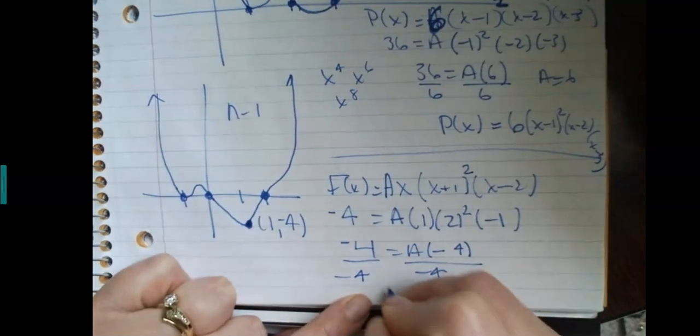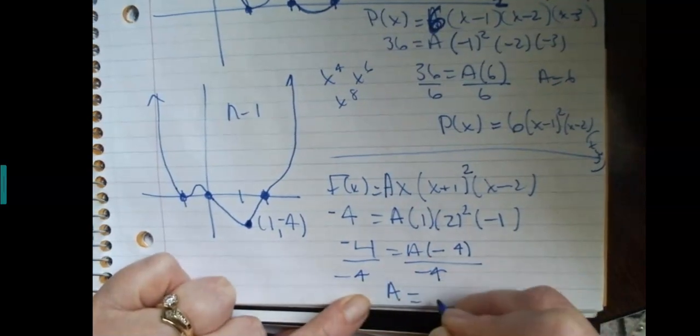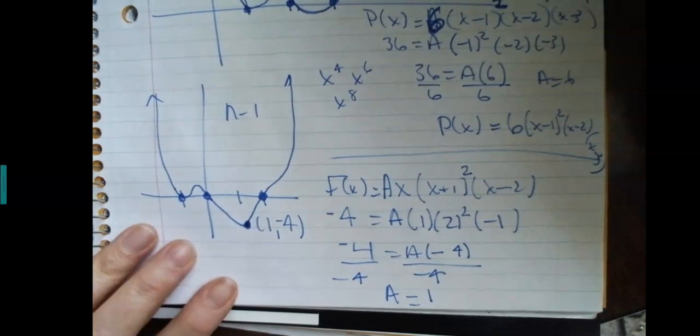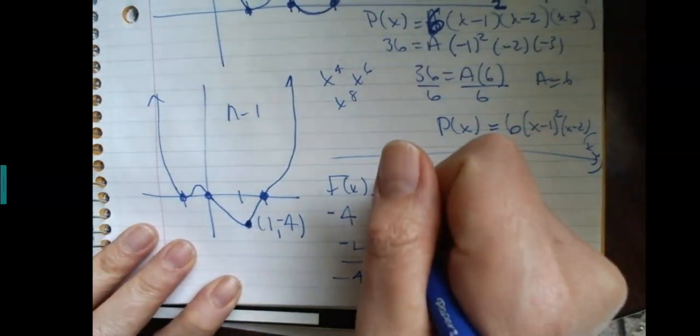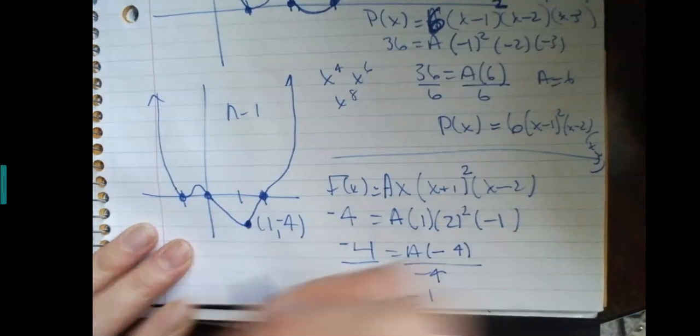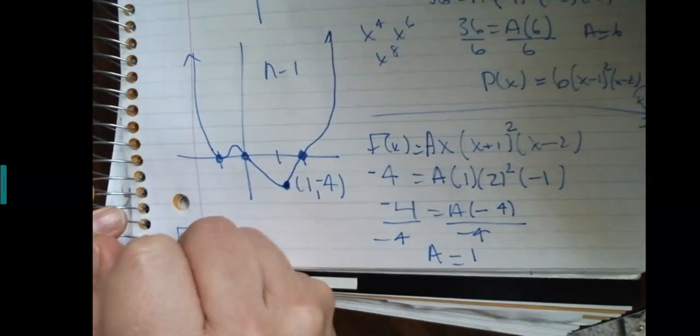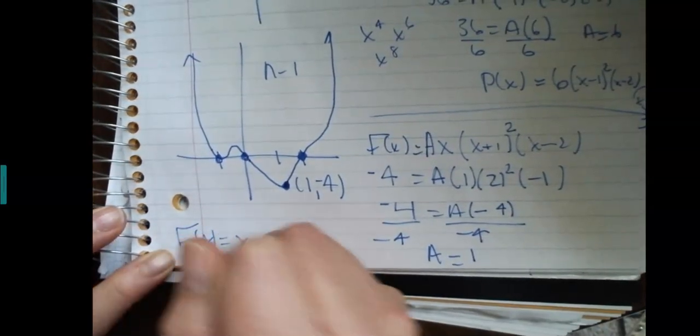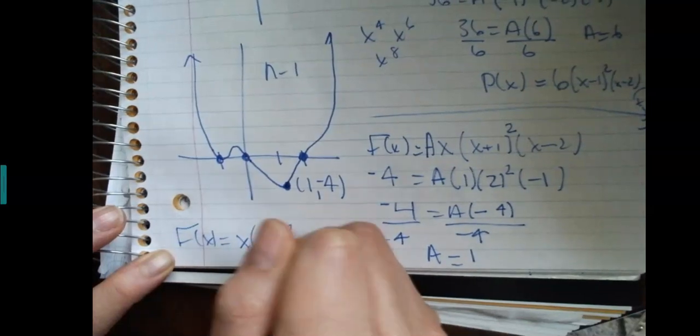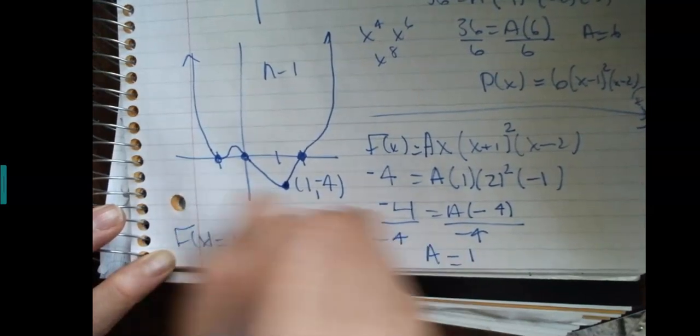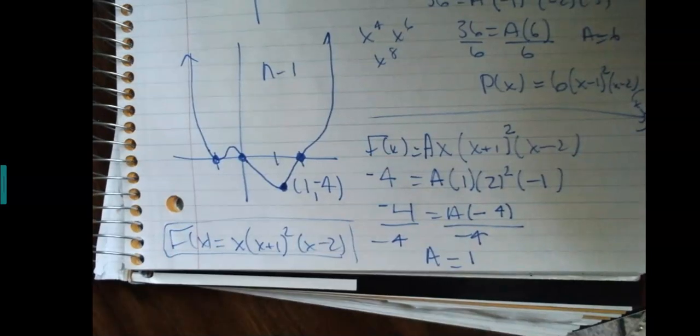As long as you're in math, you're going to make mistakes. We just have to catch them, right? So A is a positive 1. So basically what that's saying is, you can write a 1 there, or you could just leave it off, right? You could just say f of x equals, it's just 1. So we don't always write 1s in math. And there is my function.